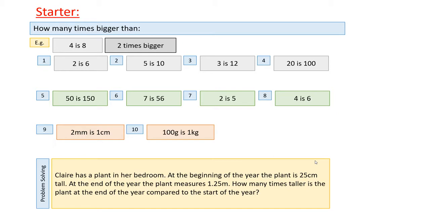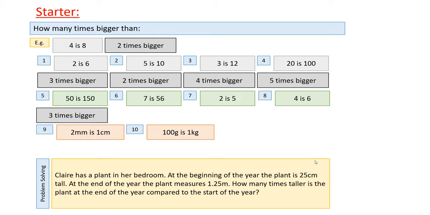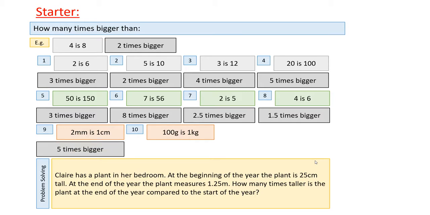Okay, so hopefully you've had a chance of getting those answers. For question 1, it was 3 times bigger. Question 2, 2 times bigger. Question 3, 4 times bigger. Question 4, 5 times bigger. Question 5, 3 times bigger. Question 6, 8 times bigger. Question 7, 2.5 times bigger. Question 8, 1.5 times bigger. Question 9, 5 times bigger because you're converting the units. Question 10, 10 times bigger.